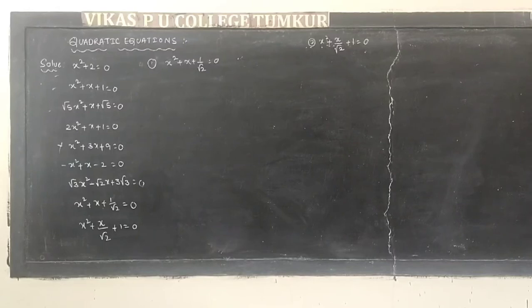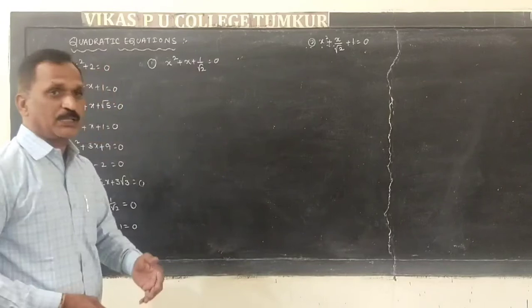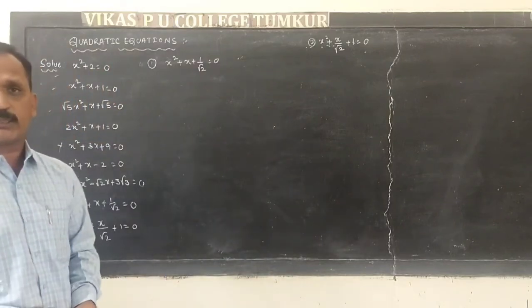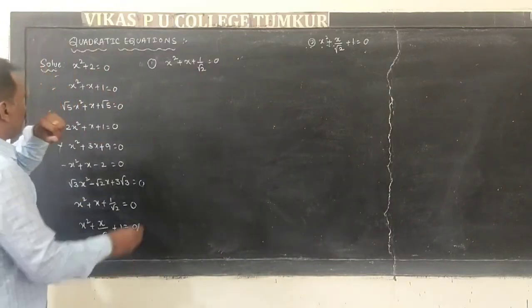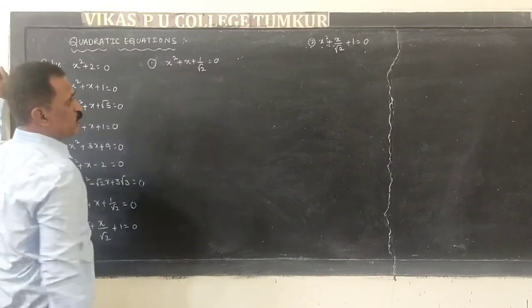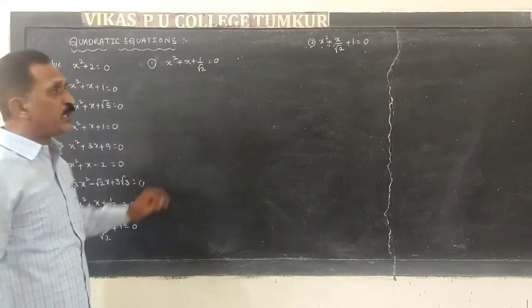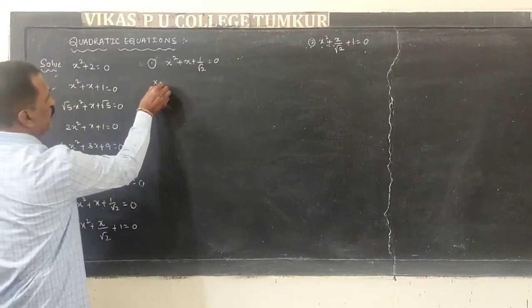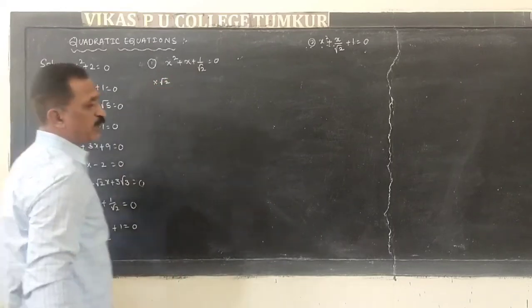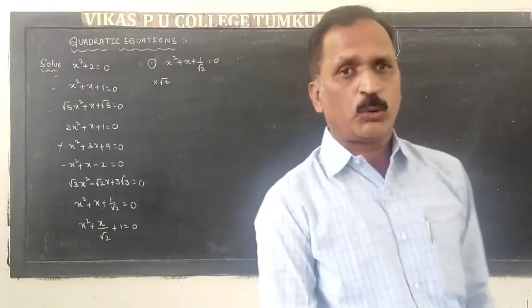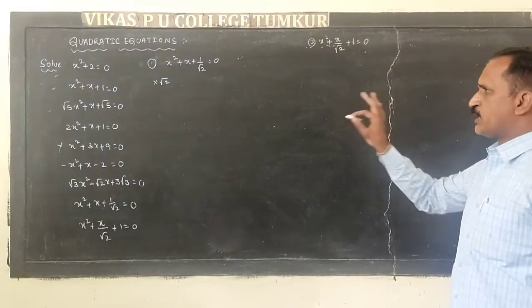Well, dear students, let me look at the next two problems and I hope I can complete this session, so that quadratic equations are complete. Here there is an equation x square plus x plus 1 by root 2 is equal to 0. Remember, where there is a denominator root 2, my best option is to multiply by root 2. Multiply both LHS and RHS by root 2.